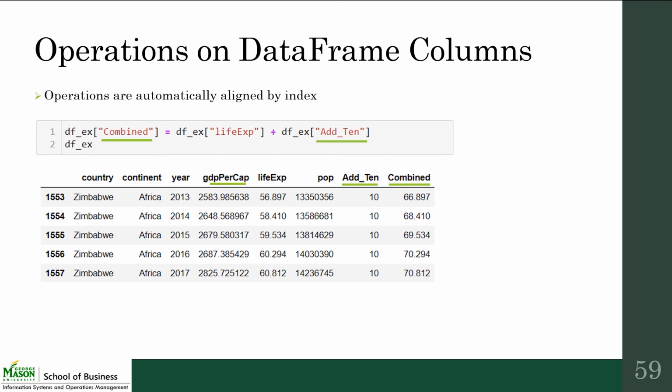The code here shows a new column named combined that is added to the data frame df_ex, where each row value will be the summation of its respective life expectancy value plus the value that is inside add_10. The values for each row are displayed in the last column of the data frame shown below this code.